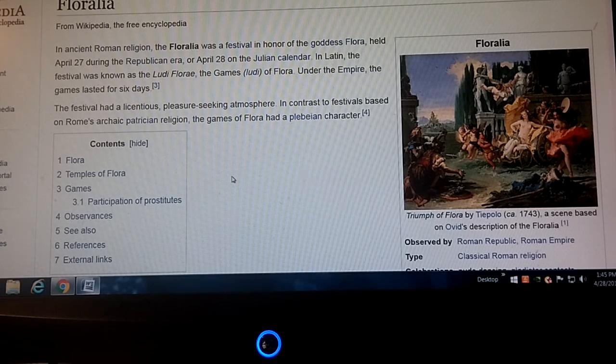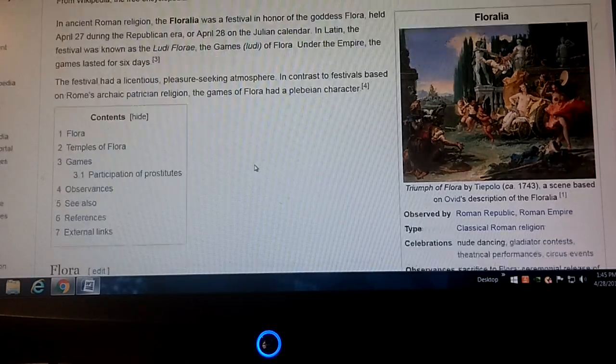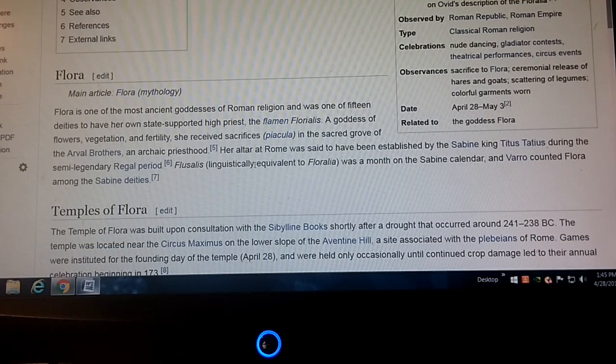So if it started on the 27th, that'd be 28th, 29th, 30th, 1, 2, 3. It'd go to May the 3rd. If it started on the 28th, it'd go to May the 4th. So we're seeing a variation on different days that things are represented here, but it all is connected with May Day, okay? Let me see if there's anything else I want to mention about this.